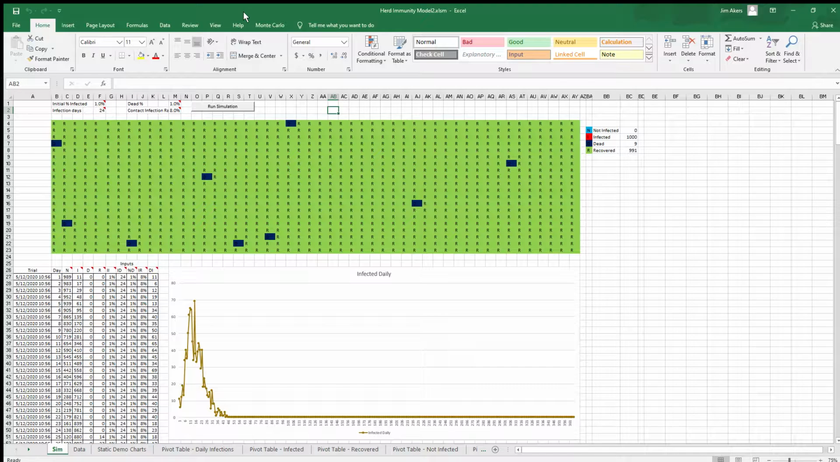Hi, my name is Jim Akers, and we are here in about week 7, I think, of the lockdown with the COVID-19 virus. There's a lot of discussion right now. People are talking about opening up, getting back to work. There's a lot of people talking earlier about flattening the curve.